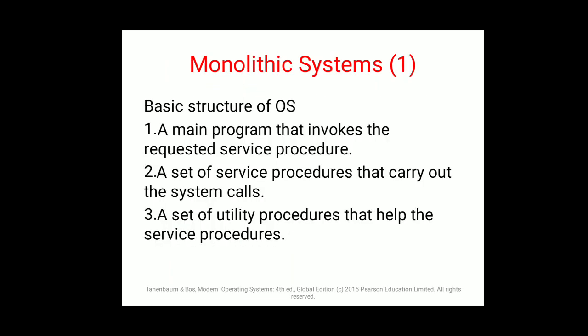So next is monolithic systems. The basic structure of an operating system: a main program that invokes the requested service procedures. Obviously, when my user demands a particular program, the requested service procedures are given to that particular user. A set of service procedures that carry out the system calls can be termed a monolithic system. Monolithic means one single system. There is also a set of utility procedures that help the service procedures. There will be certain tasks which can be given to the utility procedures to complete that service task.